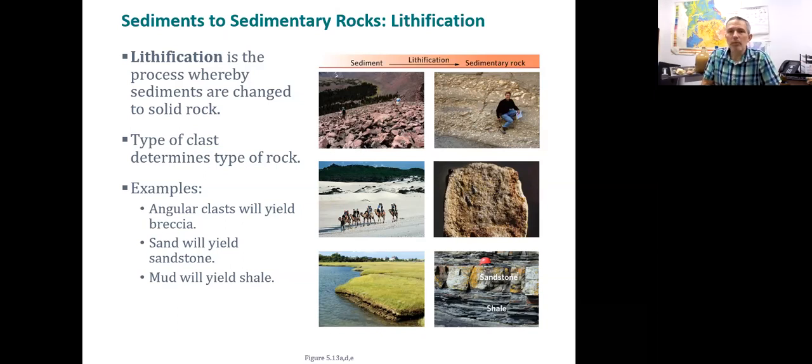And again, please note that when you start looking at the shale, it tends to be breaking in those flat-ish sheets there, that fissile.